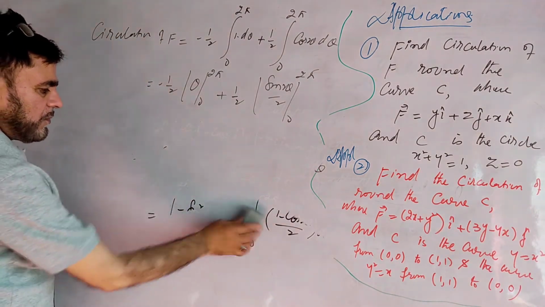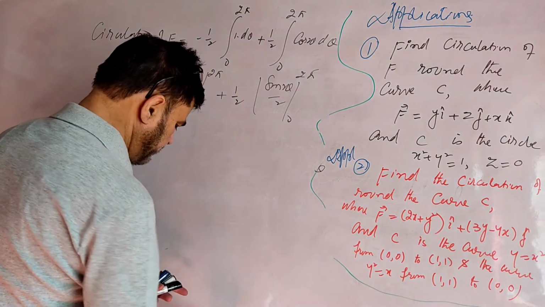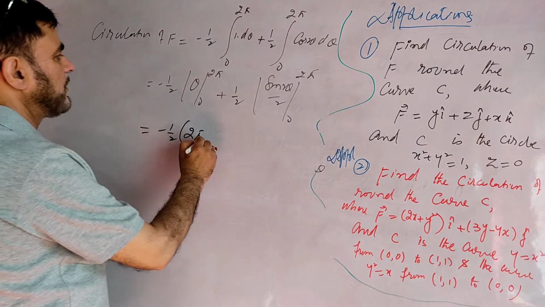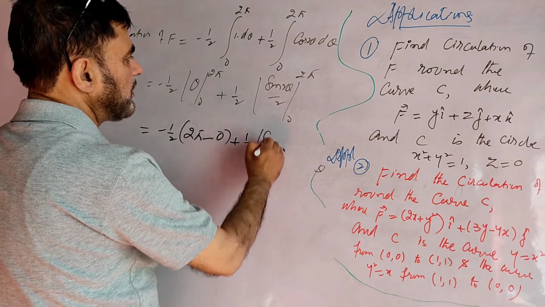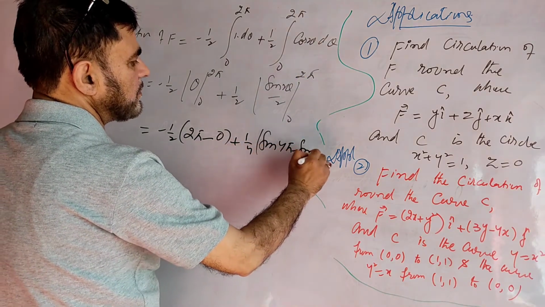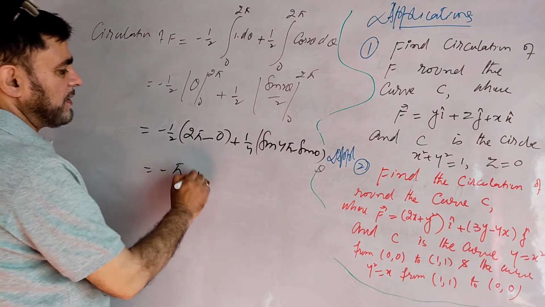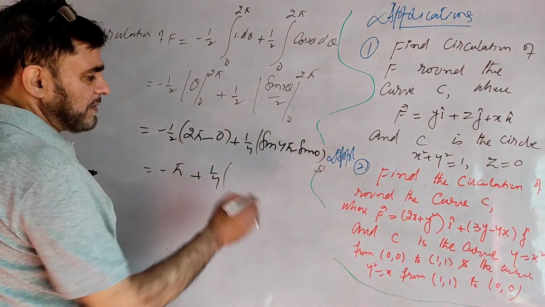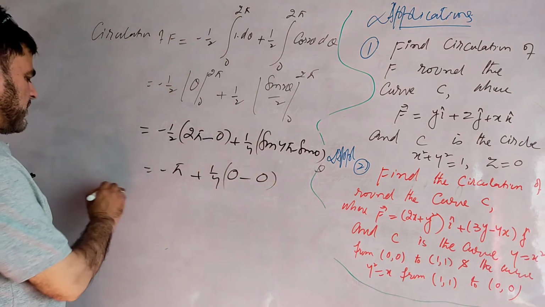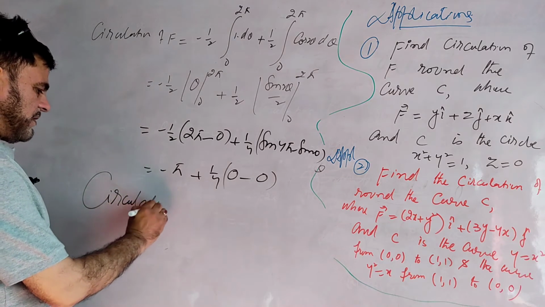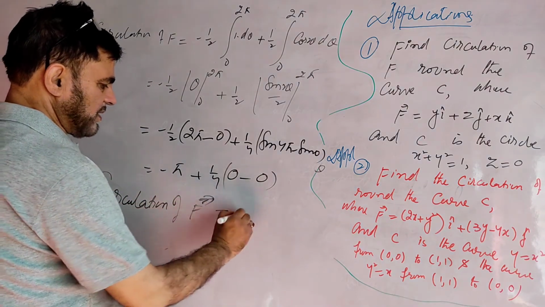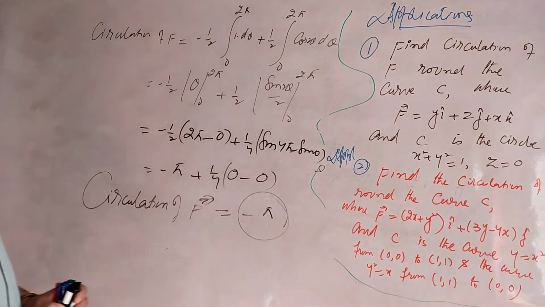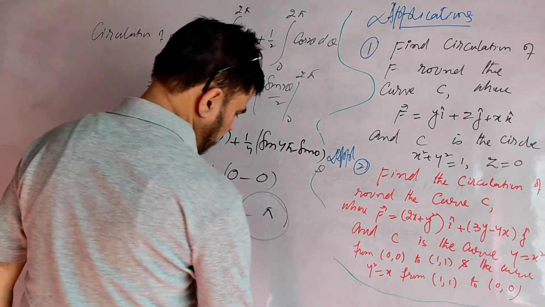Okay, so it is a very simple problem. This was a simple one. This is your minus 1 by 2, it is 2 pi minus 0, plus 1 by 4 sin of 4 pi minus sin 0. This is minus pi, plus 1 by 4 times something. What is sin 4 pi? Sin n pi is in fact 0 for all integral values of n, so this is 0. So you get the circulation of f along the circle as minus pi. This is the circulation of f. This is in fluid dynamics, and what it means there, you will apply in physics. It has applications there. What does it represent?